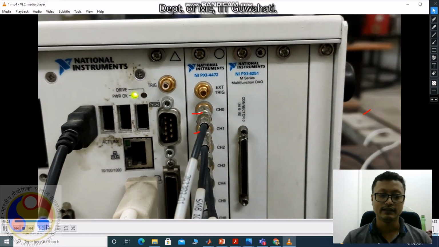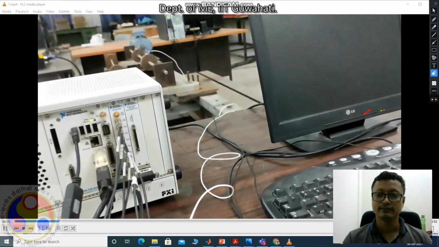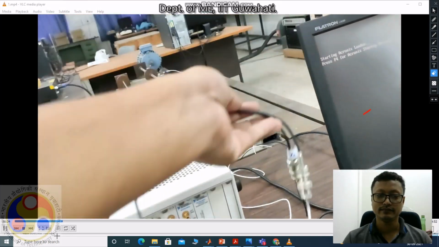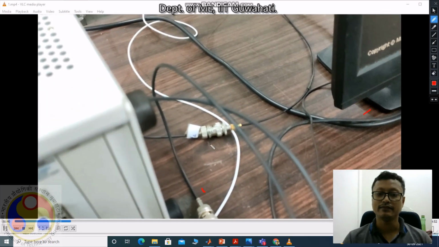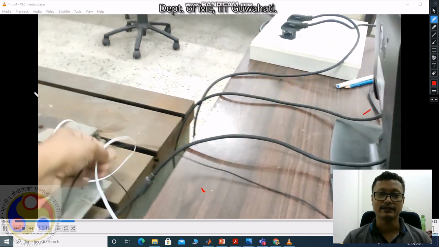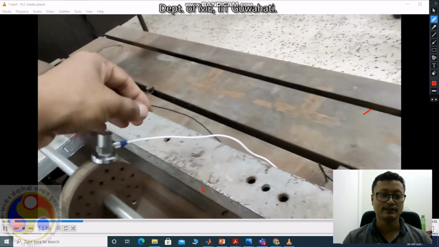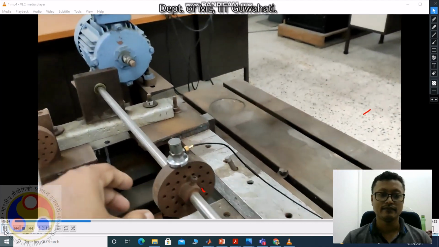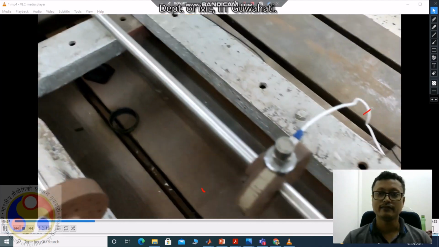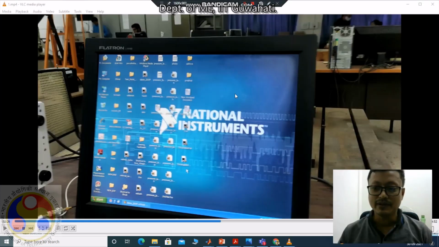So here we have one PC. This is the PC, and these are the wires. These wires finally go to the accelerometer. These are the wires from the data acquisition system. This is where the accelerometer is connected. This is the accelerometer. Now we are going to the PC.